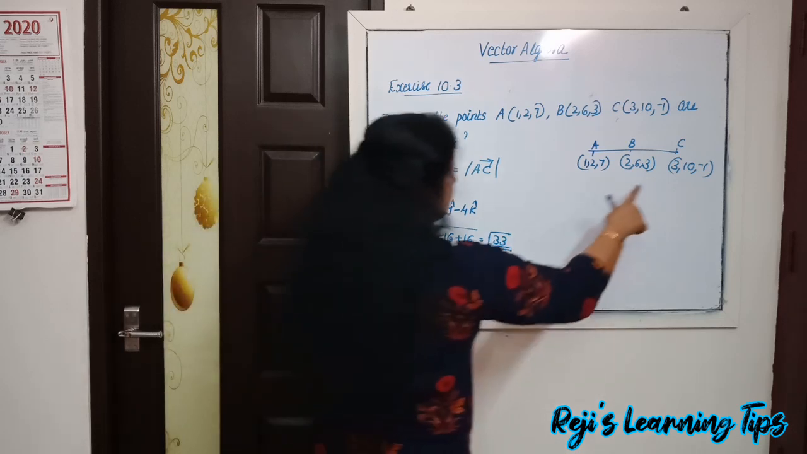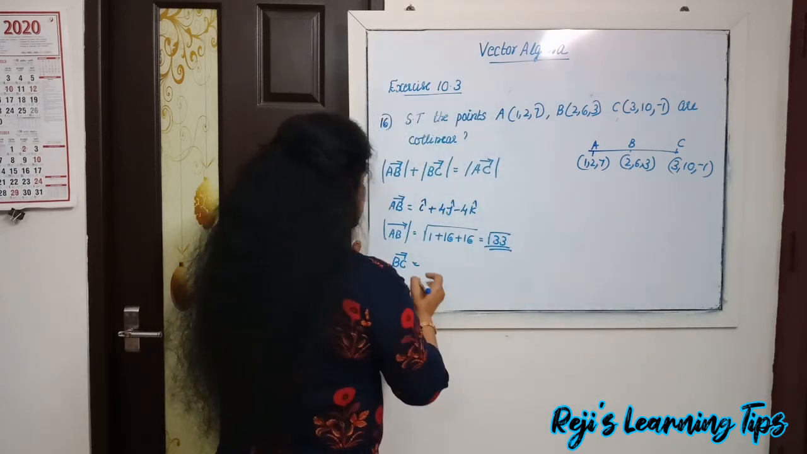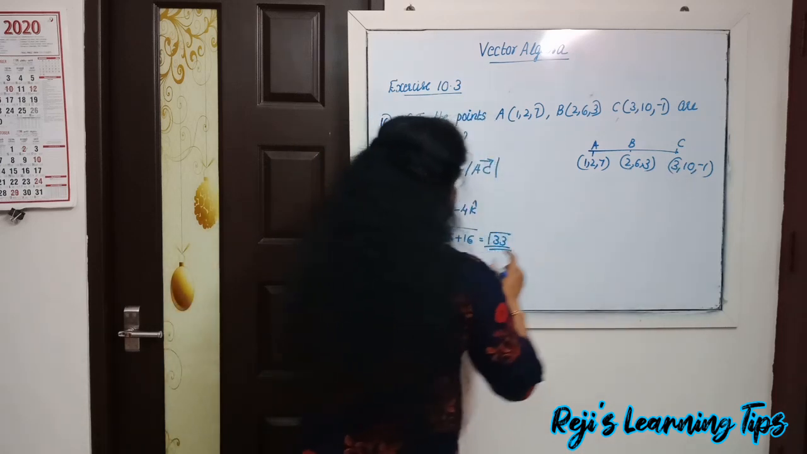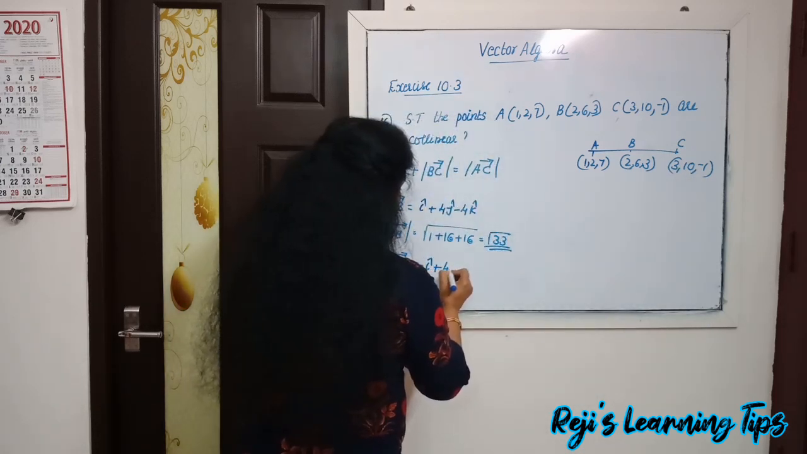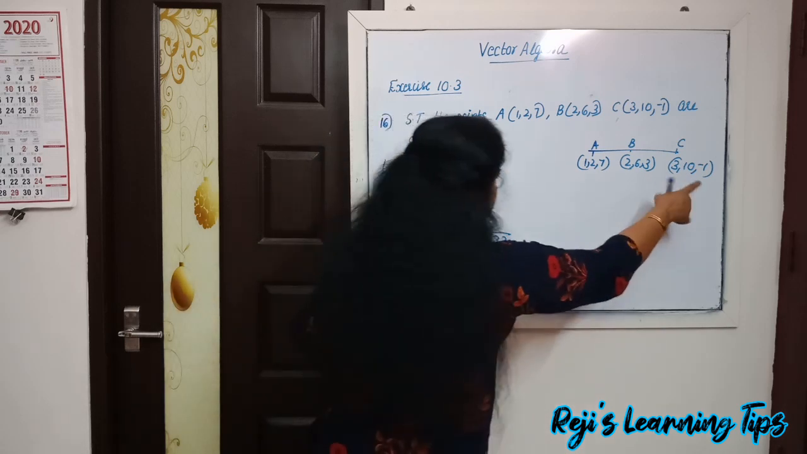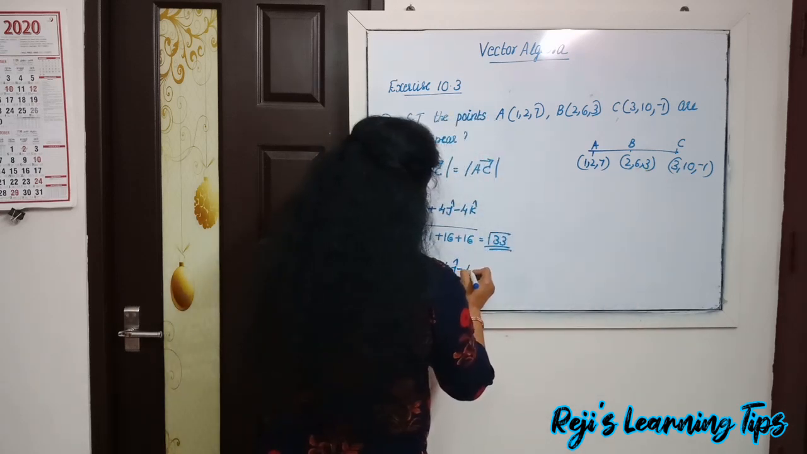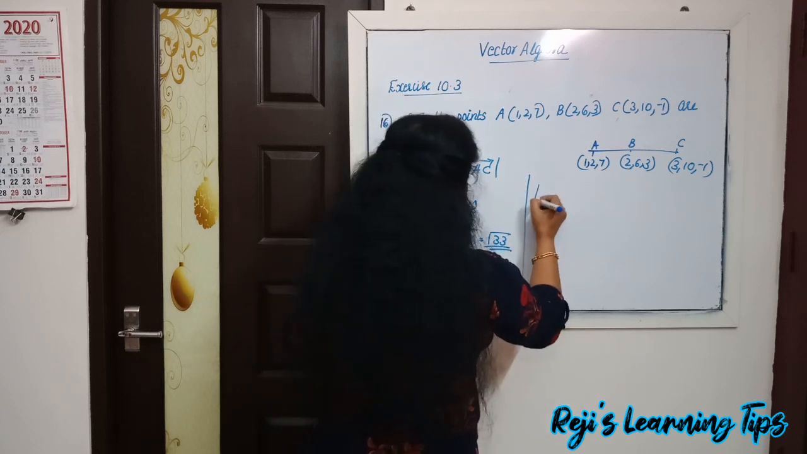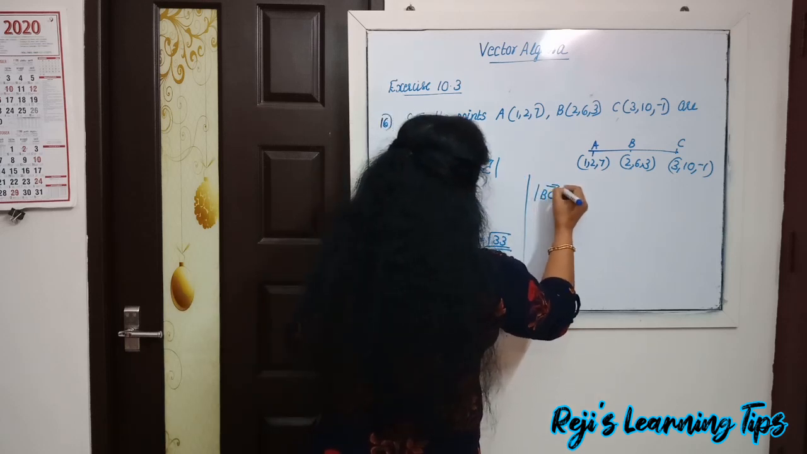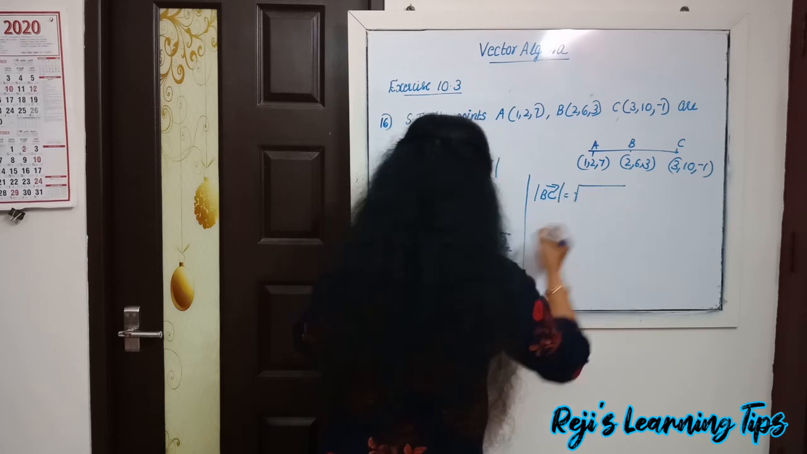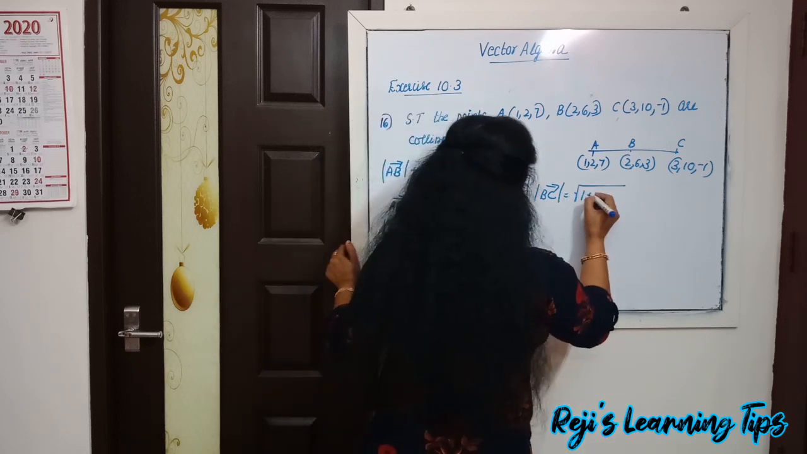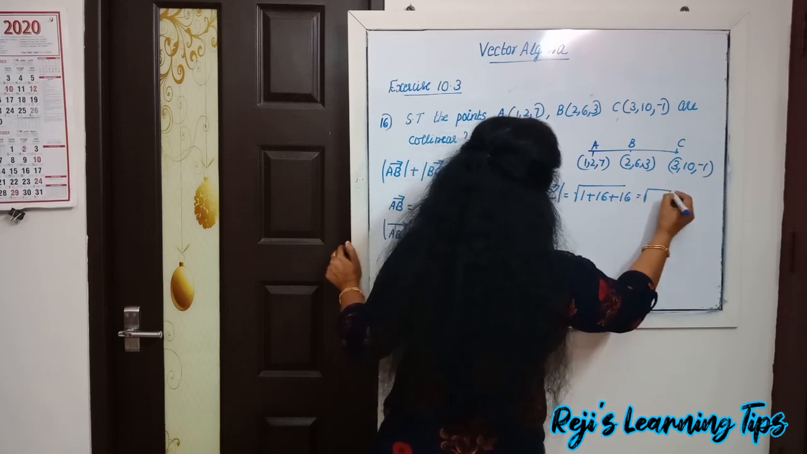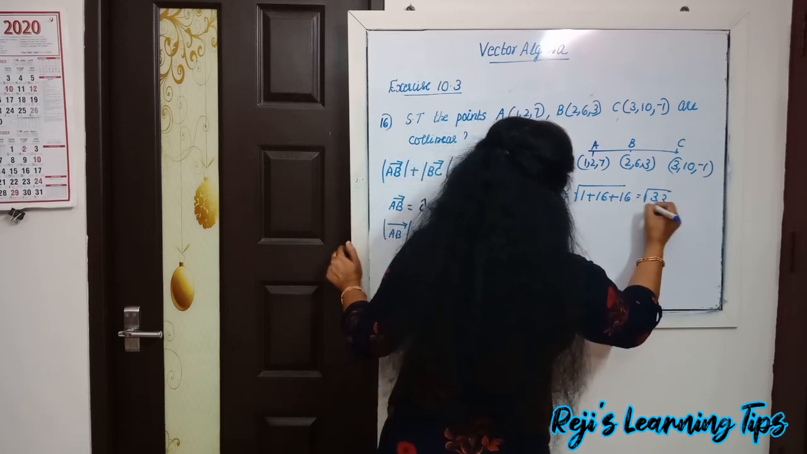Vector BC is equal to 3 minus 2, that is i cap; 10 minus 6, that is 4j cap; minus 1 minus 3, that is minus 4k cap. Then we should find the modulus of vector BC, that is equal to root of 1 square plus 4 square plus minus 4 square, that is equal to root 33.